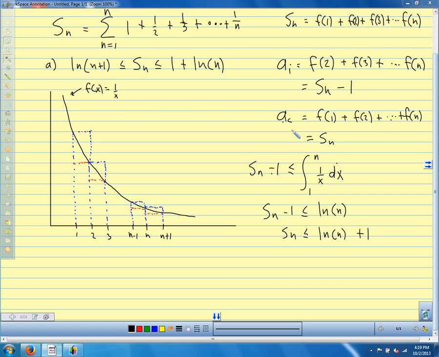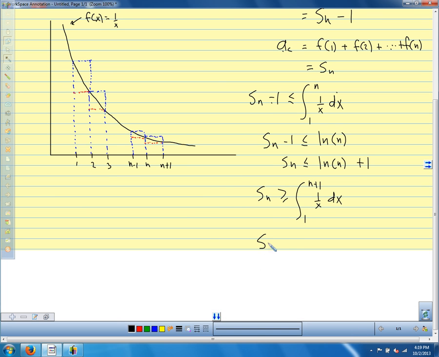Now we're going to look at the circumscribed rectangles. The area of the circumscribed rectangles is larger than this integral from 1 to n plus 1, because the last circumscribed rectangle goes out here to the right. So S sub n is greater than or equal to the integral from 1 to n plus 1 of 1 over x dx, because my last circumscribed rectangle is out here. So this gives us that S of n is greater than or equal to the natural log of n plus 1.